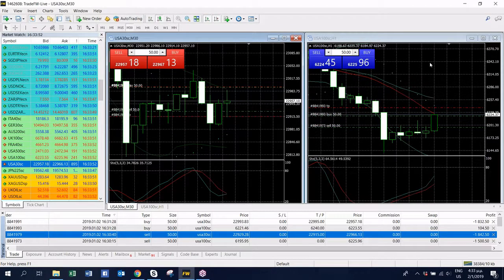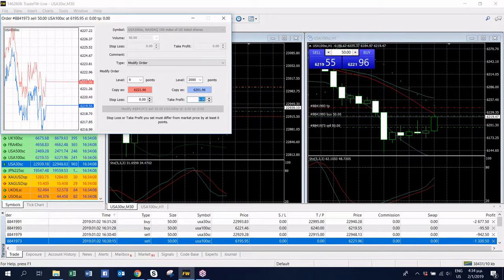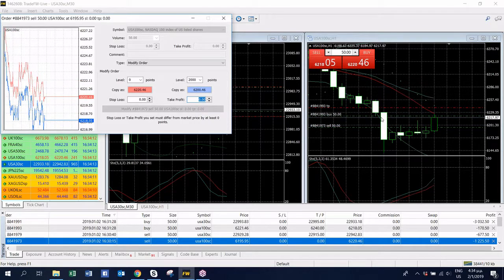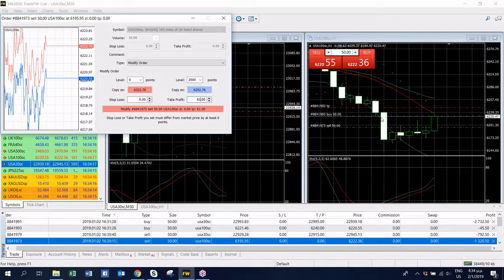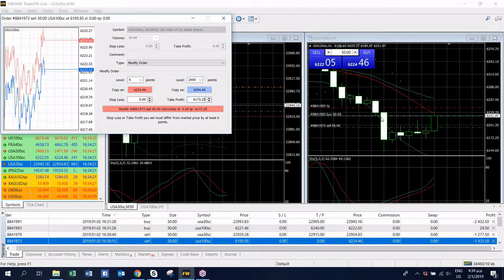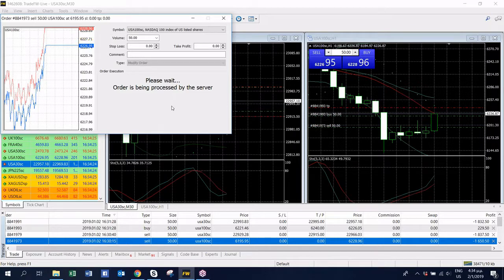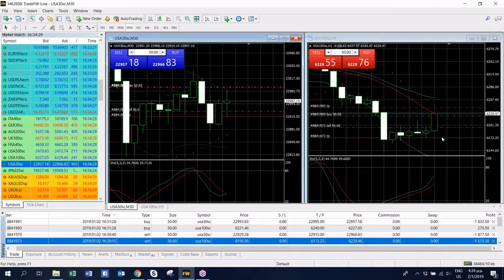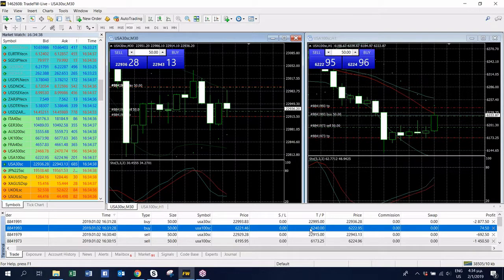So USA 100 started to give me some profits. But on USA 30, I don't like the setup of the buy position, but okay. On USA 100, my take profit for my short position will be at 6,173.25. Here we make a small profit. Okay, guys, on USA 100, long position, we started to make money. Dow Jones, I don't like the setup. However, we are trustful. Let's see.